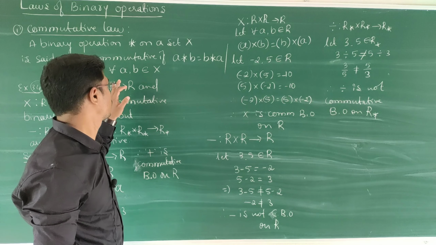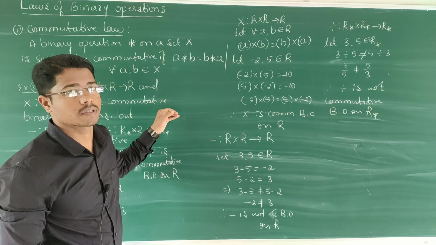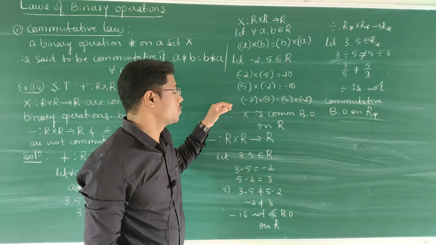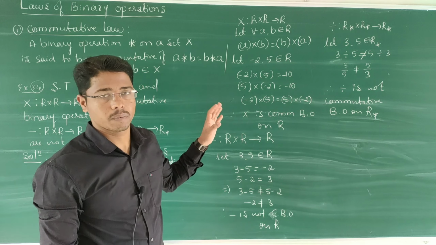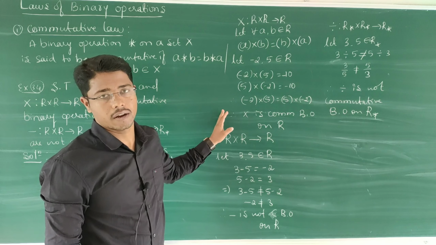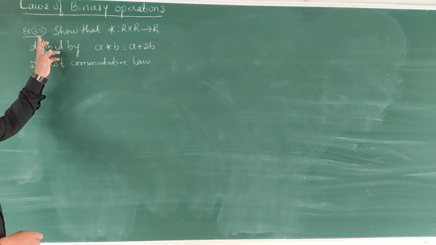So addition and multiplication are commutative on the set of real numbers, and division and subtraction are not commutative on the set of real numbers. Keep in mind, these are very standard examples. Okay, see the next question, Example 35.